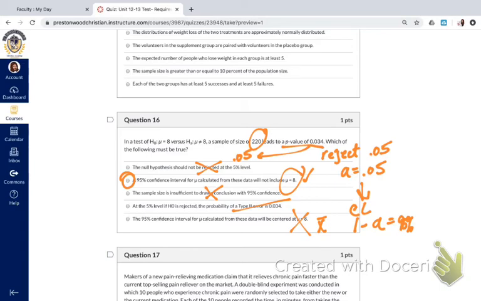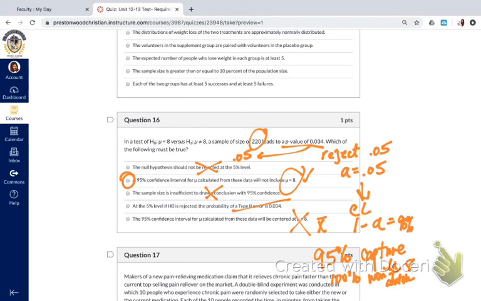So we can make that assumption. And the thing that we're 95% confident about is that 95% of the time it will capture the true mean. So 95% of the time it'll capture the true mu, but we're 100% confident that it won't contain 8, which is what our null hypothesis is.